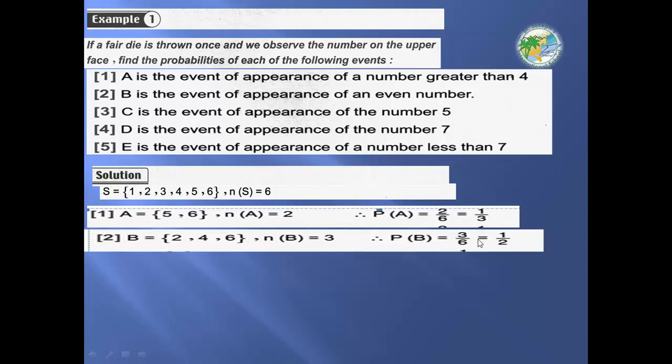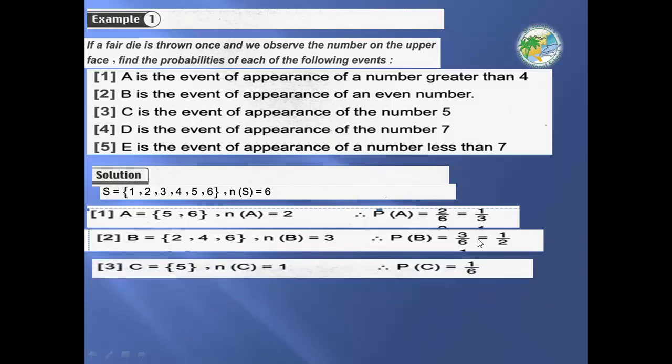Number C, or number 3 here, is the event of appearance of number 5. How many times can we see number 5? 1 time, and the number of outcomes is 1. So 1 over the total number, 1 over 6, is the probability.